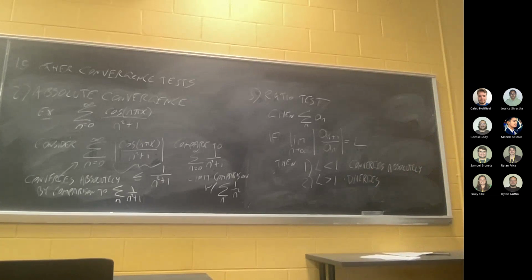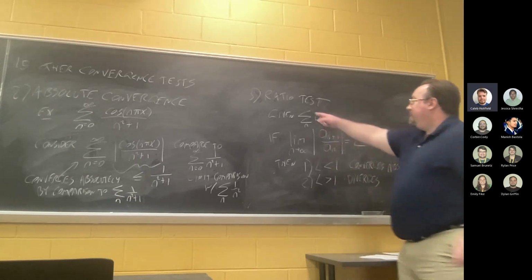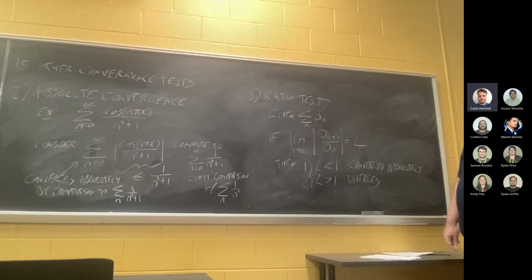Professor? Yes. What's the word before the first sigma a_n? Ratio test. Given. Oh, given. Okay.